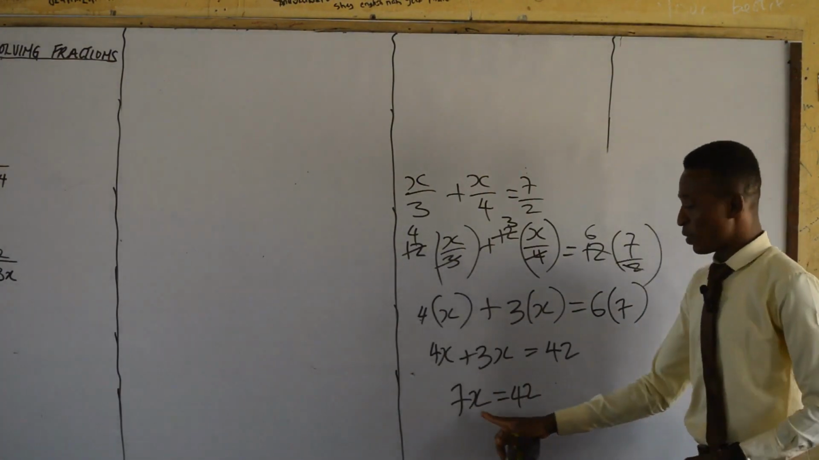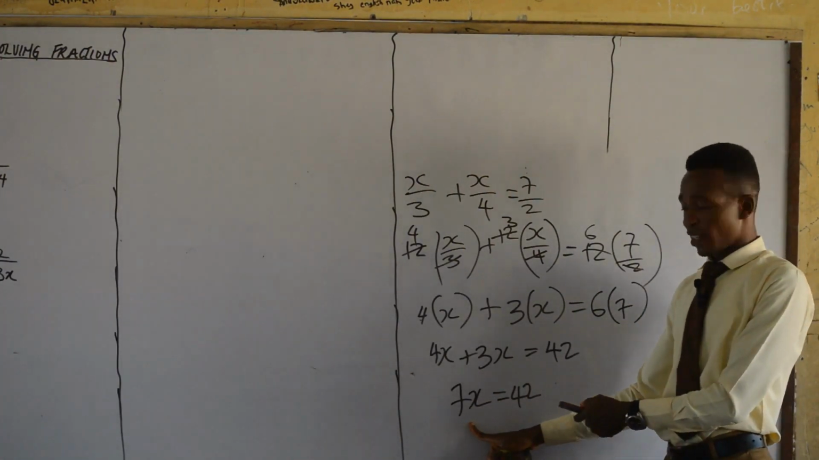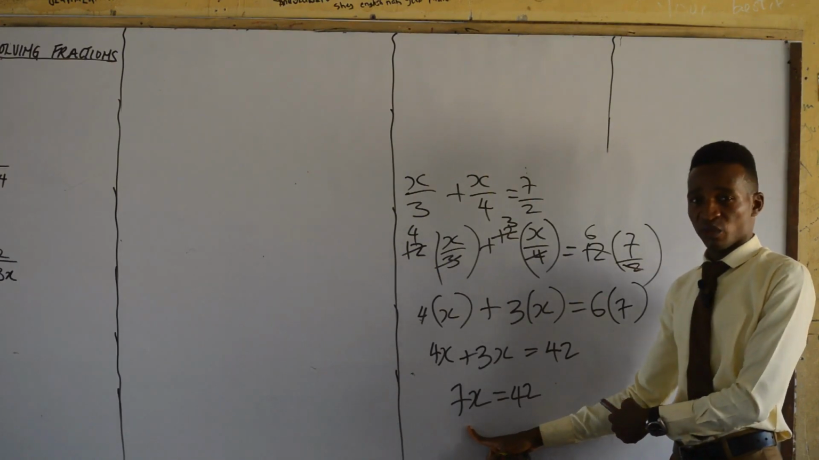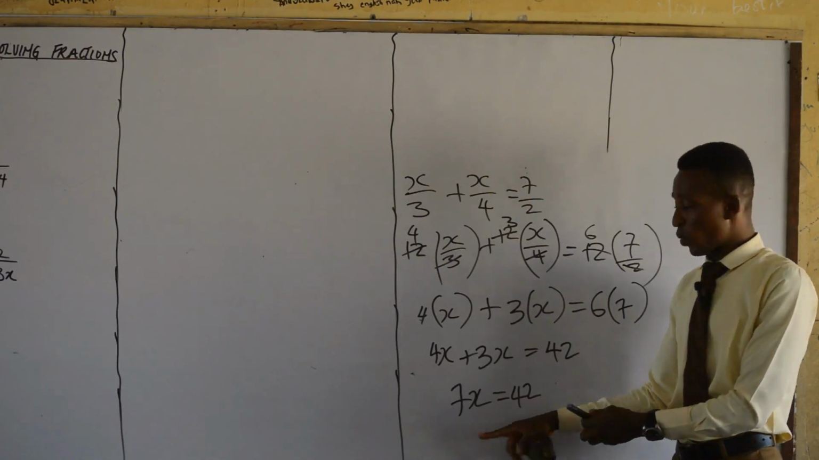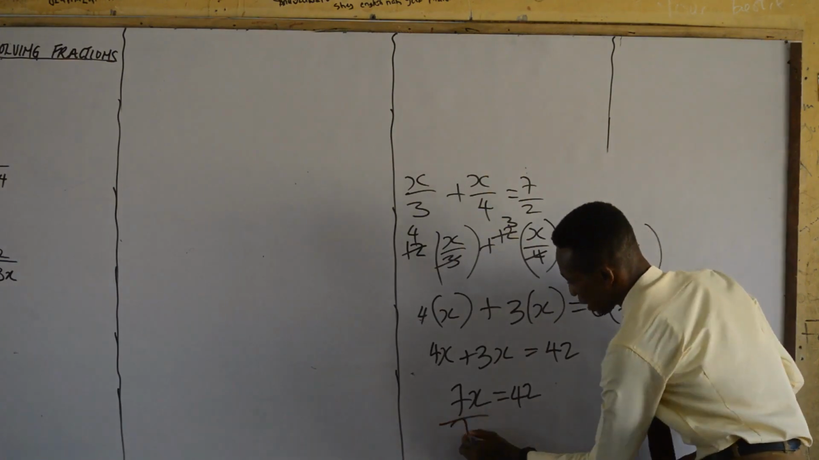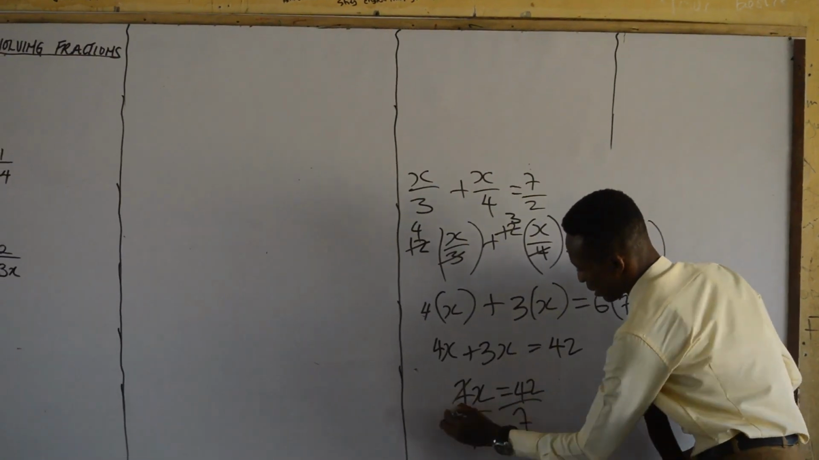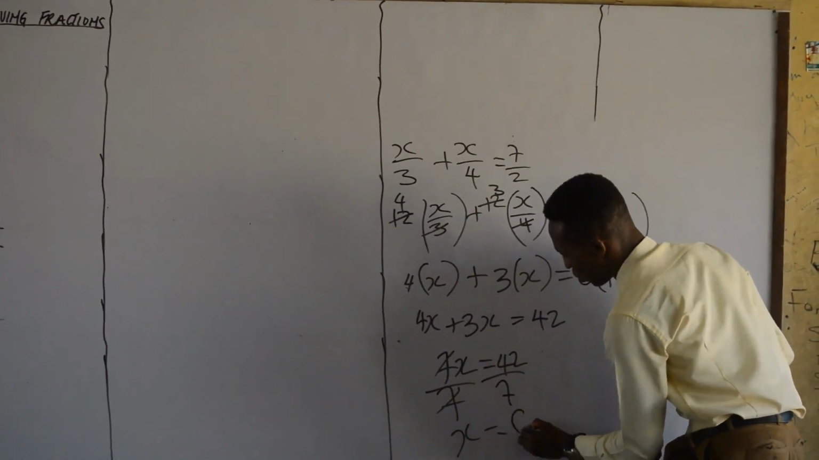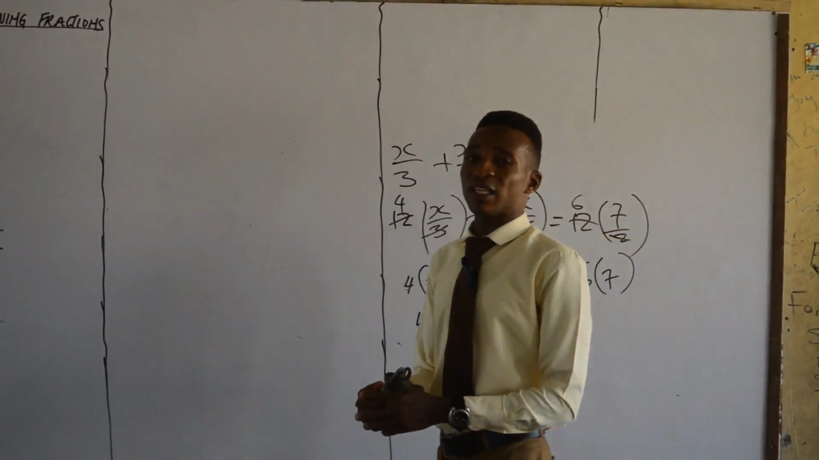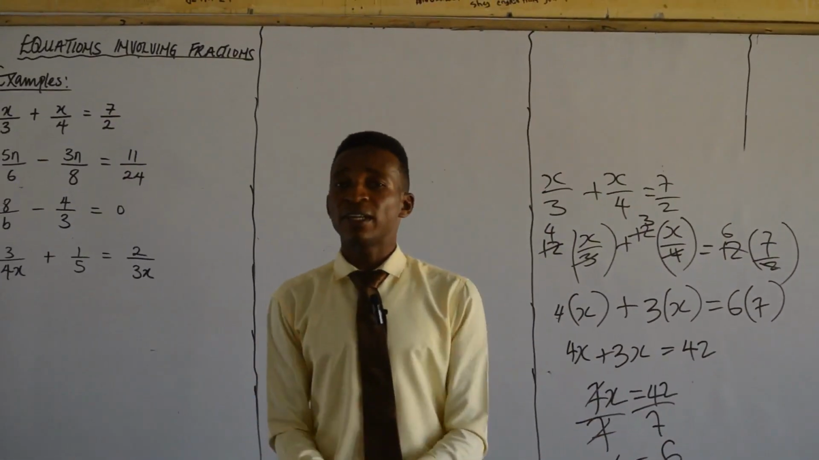Now when we get to this place here, I'm very sure if you have been following this class, you will know the next thing to do, because it's what we've done before. So what we just need to do is divide both sides by 7. Divide both sides by 7, so we are left with x equals 6. Now when you have gotten your answer as x equals 6, you've gotten the final answer.